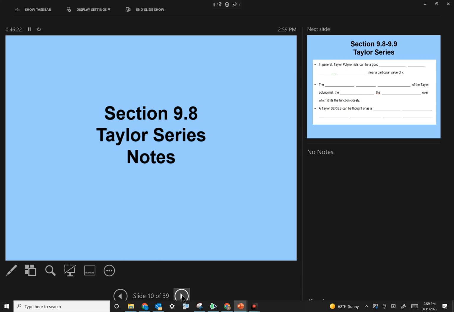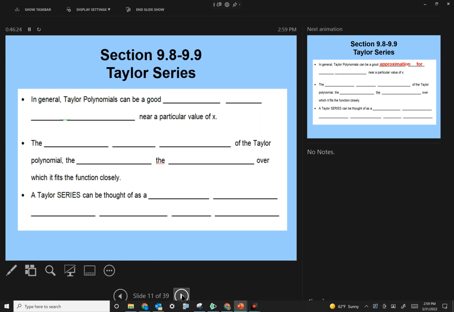Okay? All right, here we go. So the good news about these is that here's where we get some shortcuts. That's why I like to get to this point today, so you can start to see the shortcuts. Okay. In general, Taylor polynomials can be a good approximation. They can be a good approximation for a function.